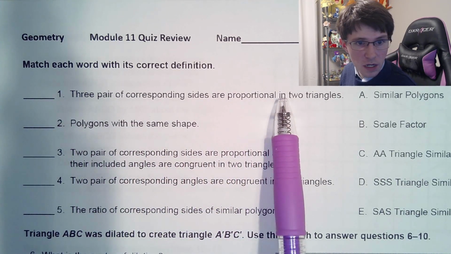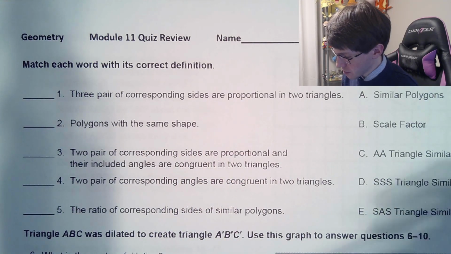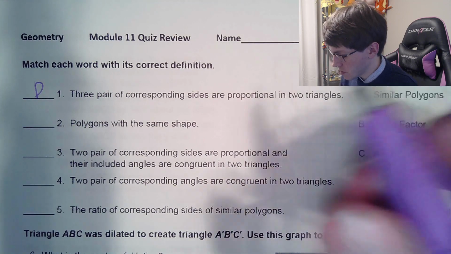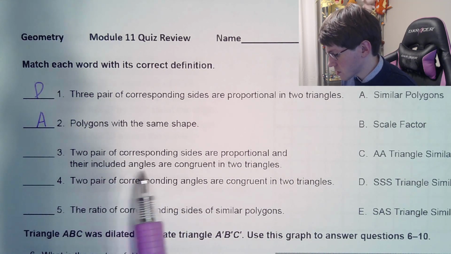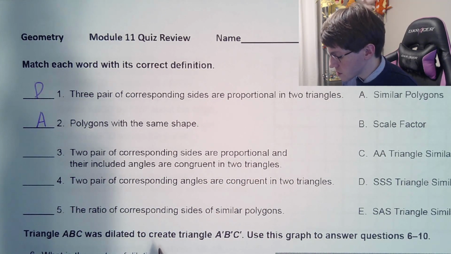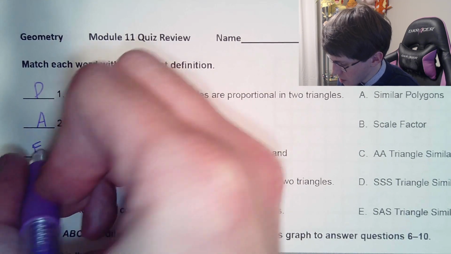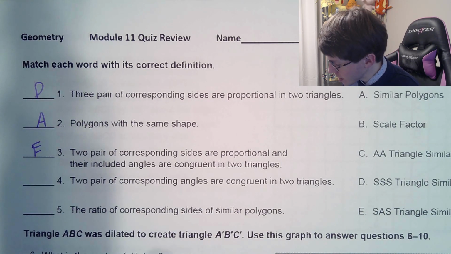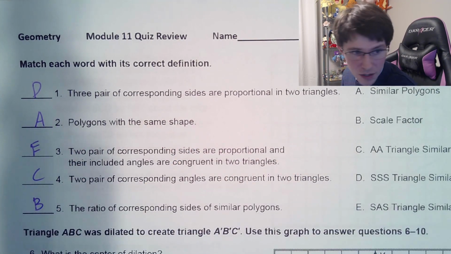Three pairs of corresponding sides are proportional in two triangles. So three sides, letter D, definitely going to be that one over there. Polygons with exactly the same shape, that's our definition of a similar polygon. Two pairs of corresponding sides are proportional and their angles are congruent in two triangles. So two sides and one angle, so it's SAS. So that's going to be letter E. Two pairs of corresponding angles are congruent in two different triangles. That is two different angles, letter C. And number 5, the ratio of corresponding sides in similar polygons is our scale factor.